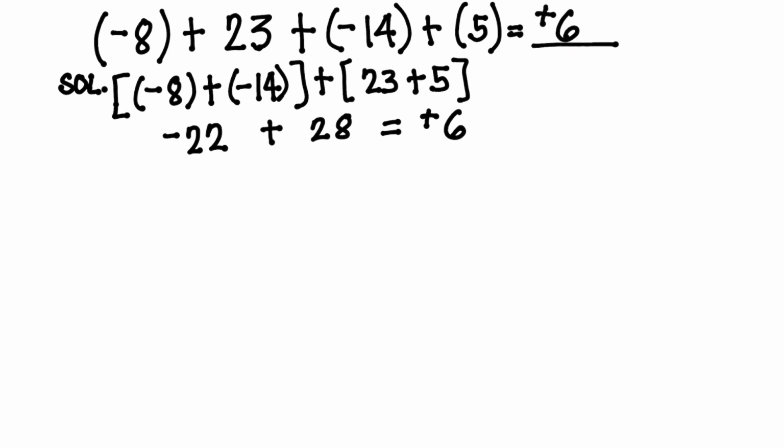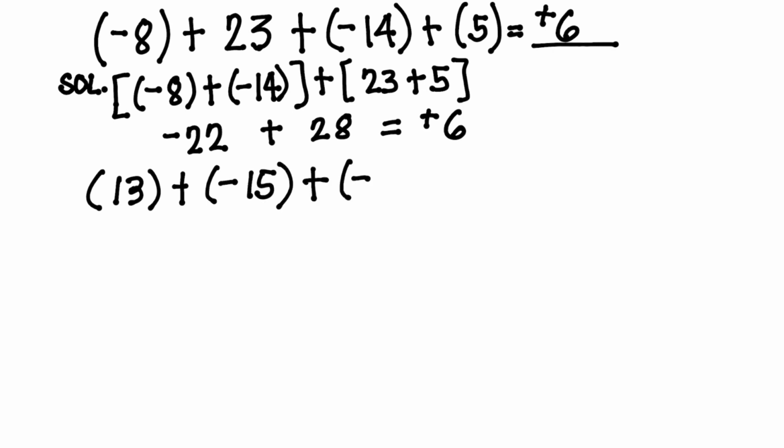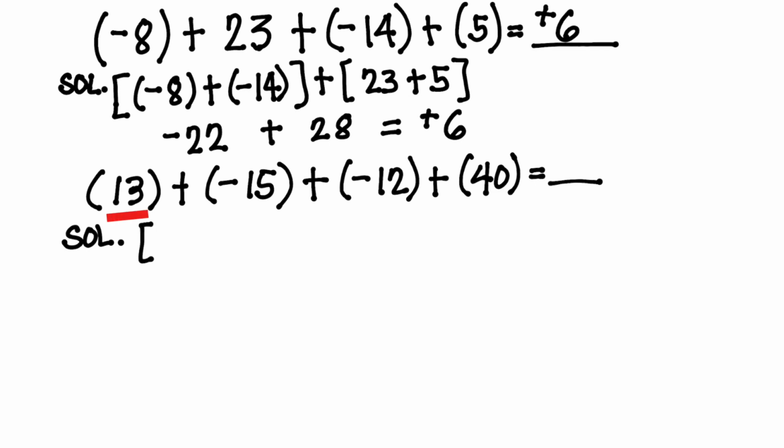Okay? So, another one. Let's have one more. We have now positive 13 plus negative 15. Okay? Plus negative 12. Okay, plus positive 40. Okay, let's have this. So, what will be our solution? So, first, pagsamahin yung pareho ang sign. So, we have no positive number here, 13. Isasama natin yung positive 40. Okay, so we have plus positive 40.